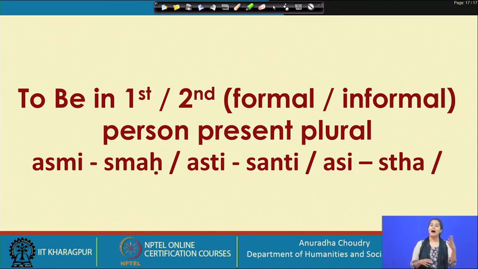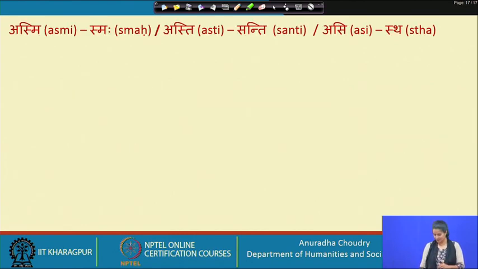So bhavan asti in the plural will become bhavantaha santi, and then the second person informal, which is tvam, will be tvam asi, and that in the plural is yuyam. So yuyam takes the verb asti in the form of stha. So yuyam stha, tvam asi, yuyam stha. Now let's look at a few examples.